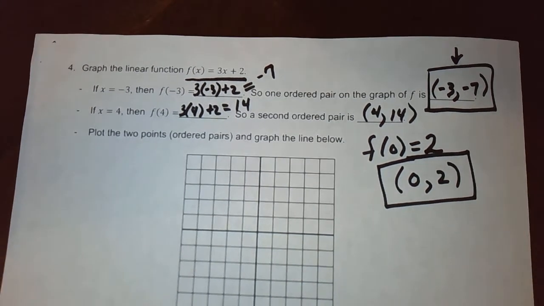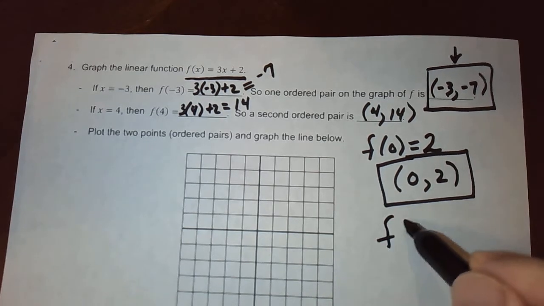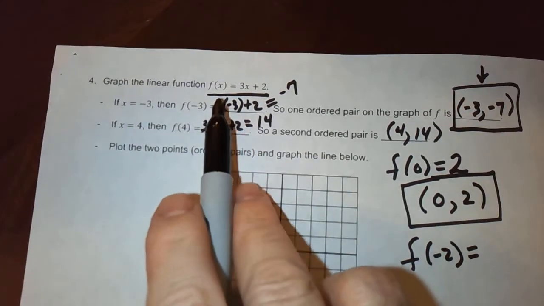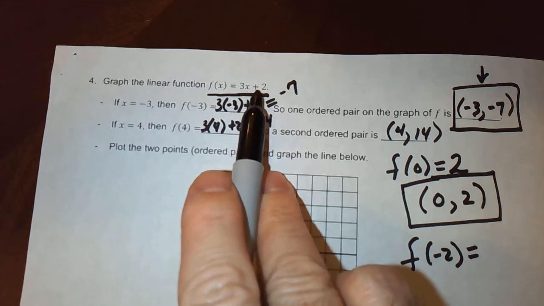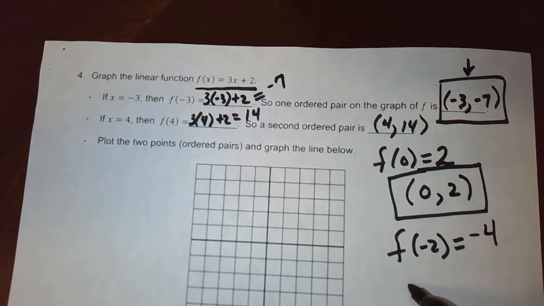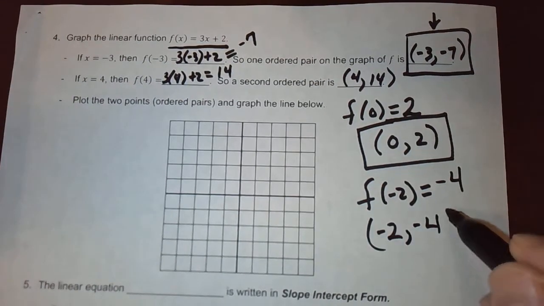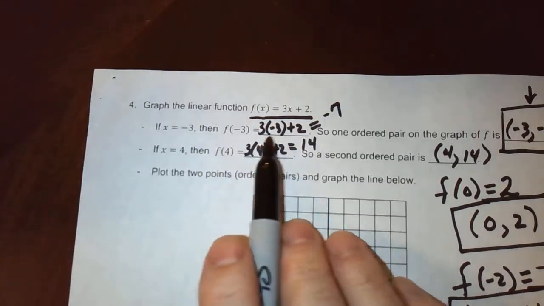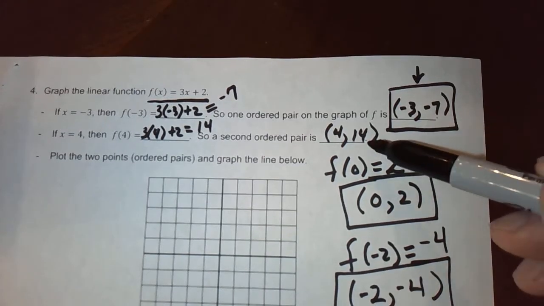So let me pull out a second point. Let's just use something like f of negative 2. If we plug in negative 2, we get 3 times negative 2, which is negative 6, plus 2, which would be negative 4. So the ordered pair would be negative 2, comma, negative 4. Sorry about that. These points are actually on the line.